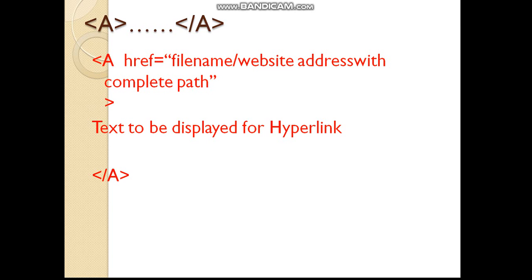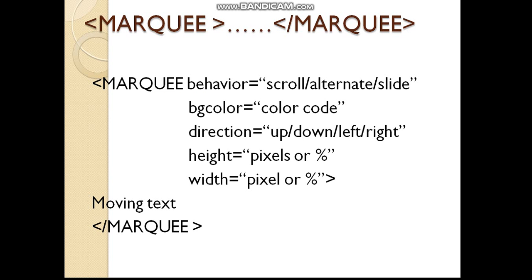One more tag is given in the book, that is your Marquee tag. Now what is that Marquee tag? Sometimes you have observed in websites that the text is moving. Some notice is there, and that notice is moving from left to right, or from right to left, or up to down, or down to up. So this can be done using your Marquee tag.